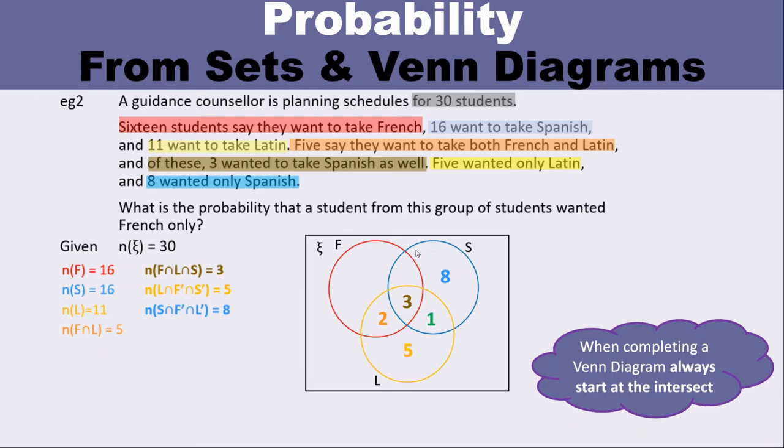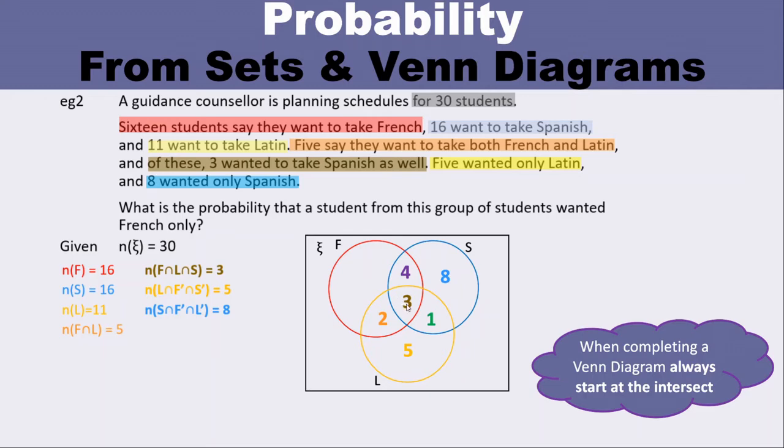To work that out, I know that in this full circle, there should be 16 students. And so far I've got 8, 9, 12. 16 minus the 12 that I've already got leaves me with 4 students who want to take French and Spanish. Finally, I need to work out the number of students who just want to take French.